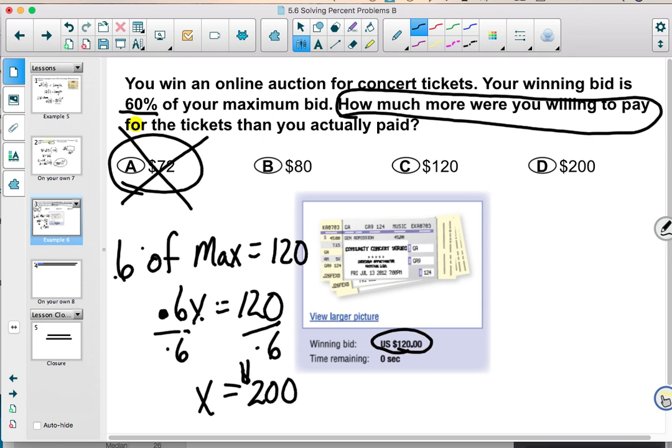Now, did I answer the question? Go back and look. How much more were you willing to pay for the tickets than what you actually paid? You paid $120. How much more were you willing to go to that concert? How much more did you have in your pocket and you were ready to pay it? Because that concert was important to you. How much more were you ready to pay? Braden? Good. You were ready to pay another $80. But you got to keep it because you got a good deal.